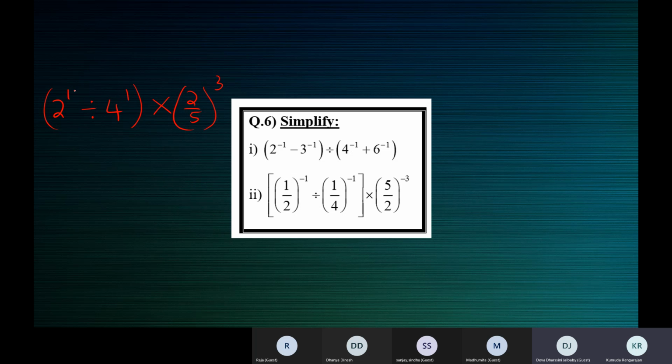Correct. So what is 2 to the power 1? 2. 2 divided by 4, ma'am. Can I divide it by like this? Yes, ma'am. 2 by 4 into 2 by 5 to the power 3. That means 2 by 5 into 2 by 5 into 2 by 5. Yes, ma'am. That is the answer. Simplify and you get the answer. Write down.